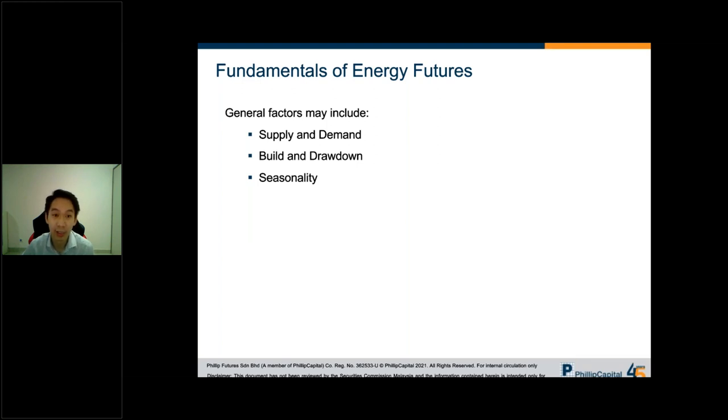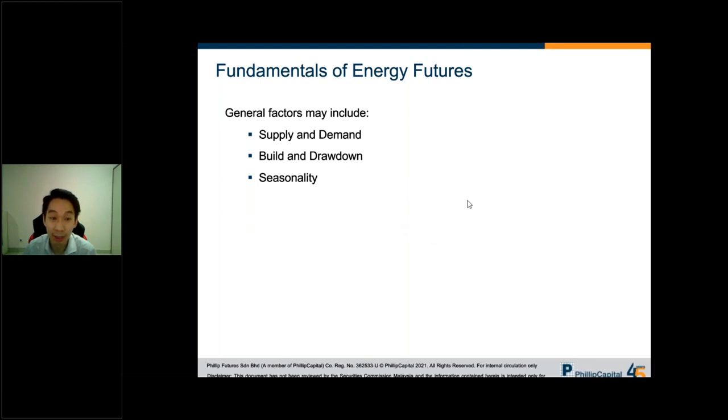Okay, this kind of economic theory can be quite complicated, so for today's webinar, I will simplify it for you. You only need to look for a few indicators and a few items to use effectively in your trading. I already simplified it for you, so you have to wait for my presentation later. Then the next thing will be build and drawdown.